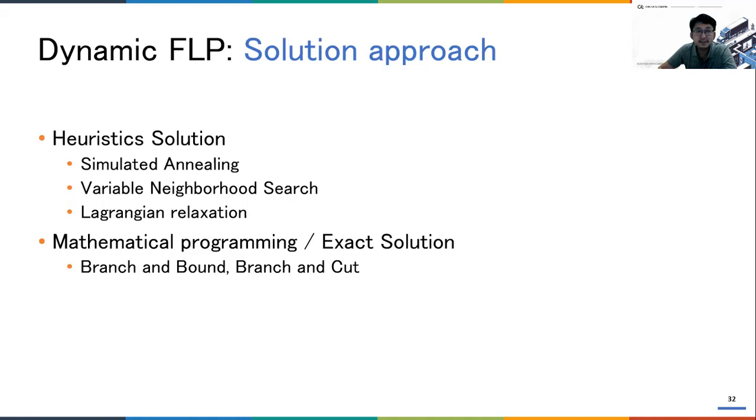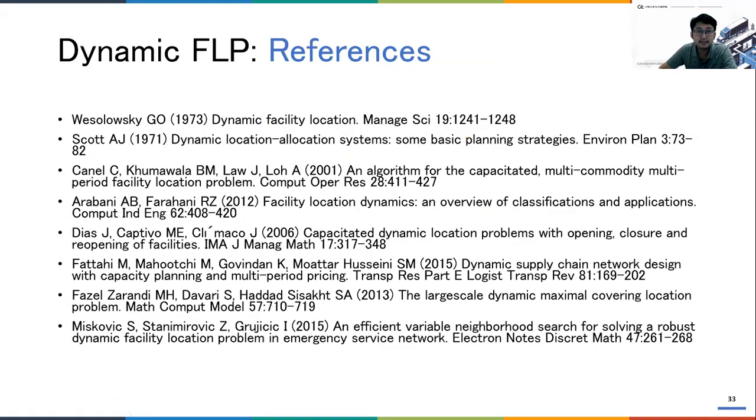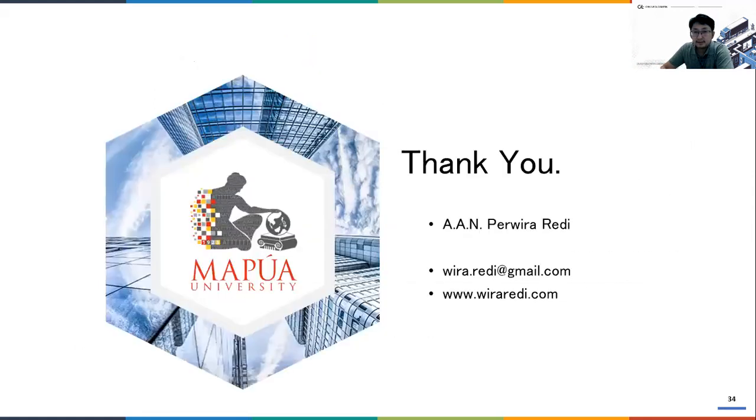So the solution approach for this one is a little bit different. It is more difficult to solve using an exact solution approach, so there will be more heuristic approaches, like meta-heuristic algorithms. This is the reference. Basically what I want to introduce here is that there are a lot of models you can consider for your particular problem. Just choose the one that is most closely related to the problem you are solving. I think that's all for today. Do you have any questions for this one?